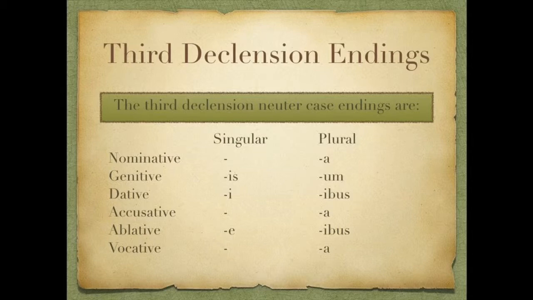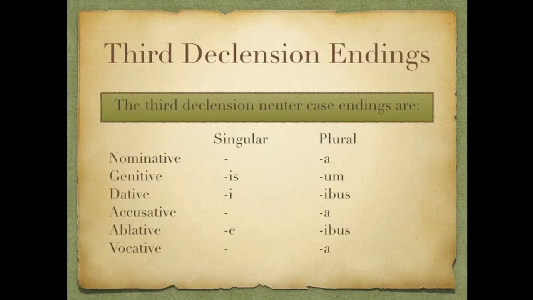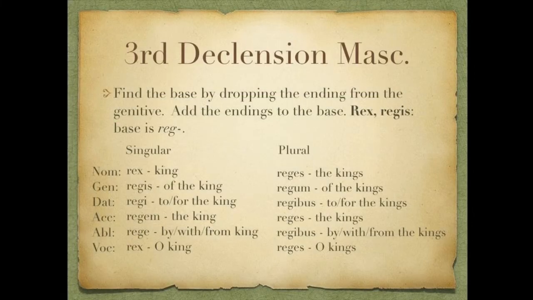When we go to nominative plural, it just ends in a. So again, some overlap with first declension. Genitive plural ends in um, dative plural, again, ibus. Accusative ends in a. Ablative plural, again, ibus, and then vocative, same as the nominative, ends in a. So those are the neuter endings for third declension nouns. So now that you've committed all that to memory, let's go ahead and look at a few examples.